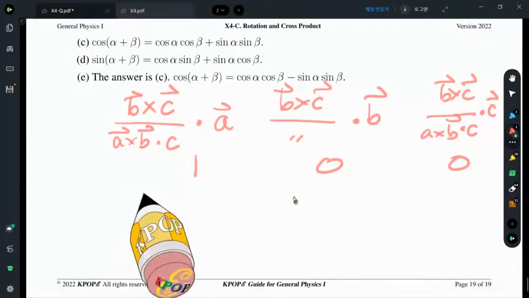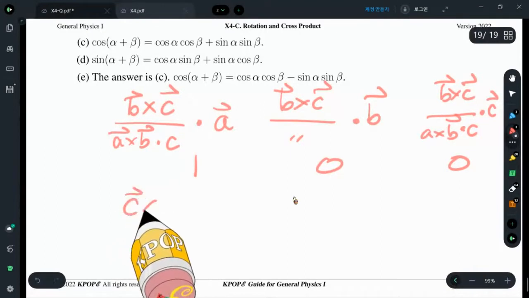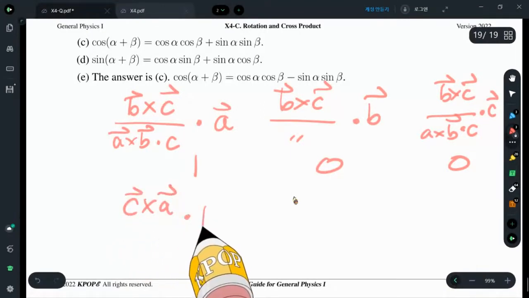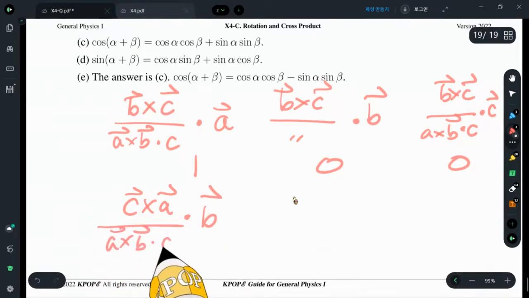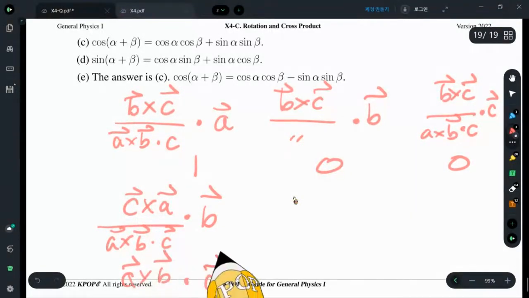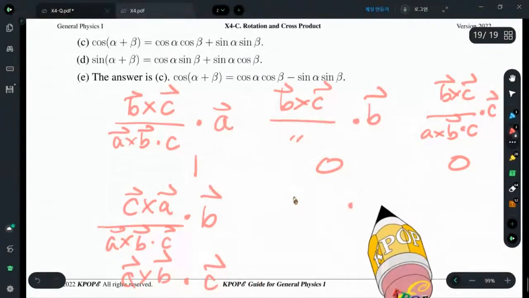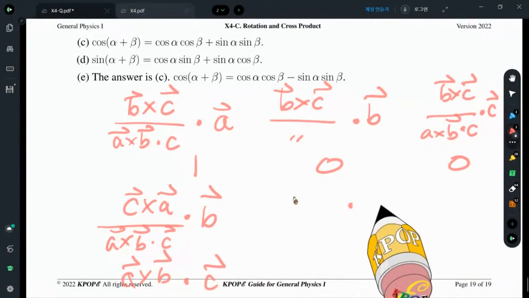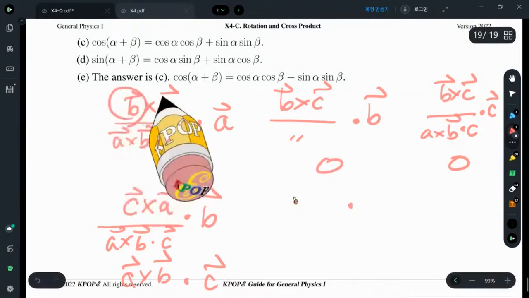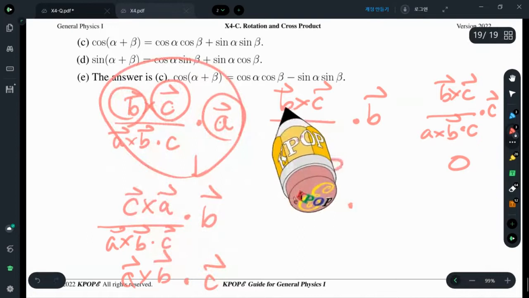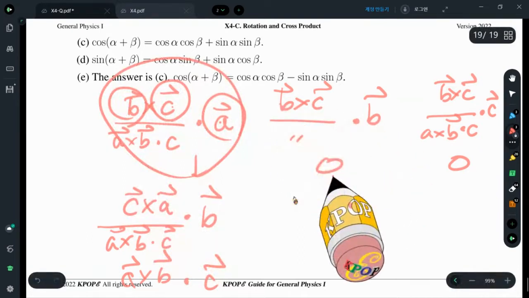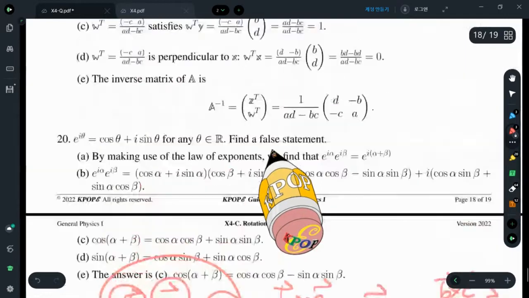In a similar manner, C cross A dotted with A, B, C, and A cross B dotted with A, B, C, and so on. That means only if I have chosen A, B, C, the matching one, I have 1. If any two are the same, then it becomes 0.